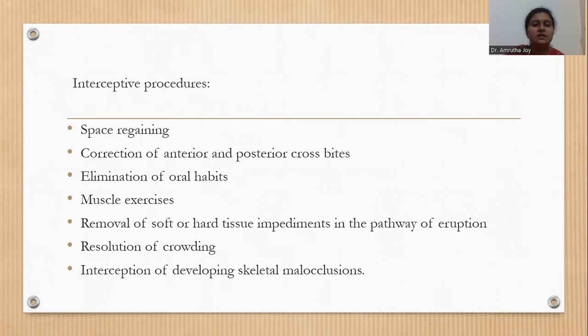Interceptive procedures are space regaining, correction of anterior and posterior crossbites, elimination of oral habits, muscle exercises for proper development of the jaw, removal of soft and hard tissue impediments in the pathways of eruption, resolution of crowding, and interception of developing skeletal malocclusions.